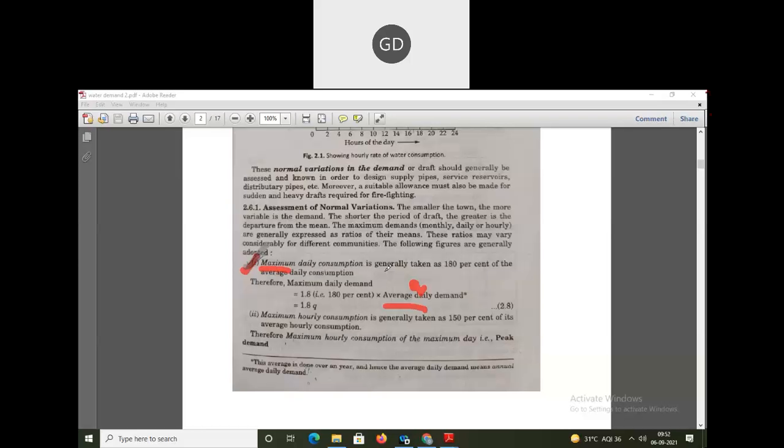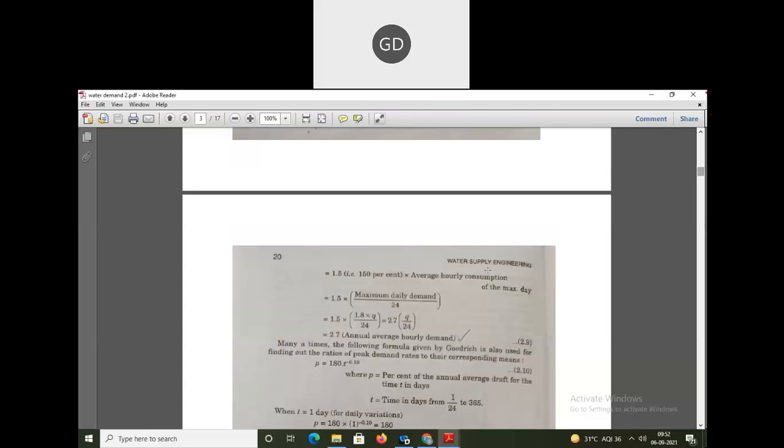Then comes formula number 2, the maximum hourly consumption. For maximum hourly consumption, we have a different formula, which is 1.5 into the average hourly consumption of the maximum day. Since it is an hourly consumption of the maximum day, we are converting it to a daily demand, so you have to divide it by 24.